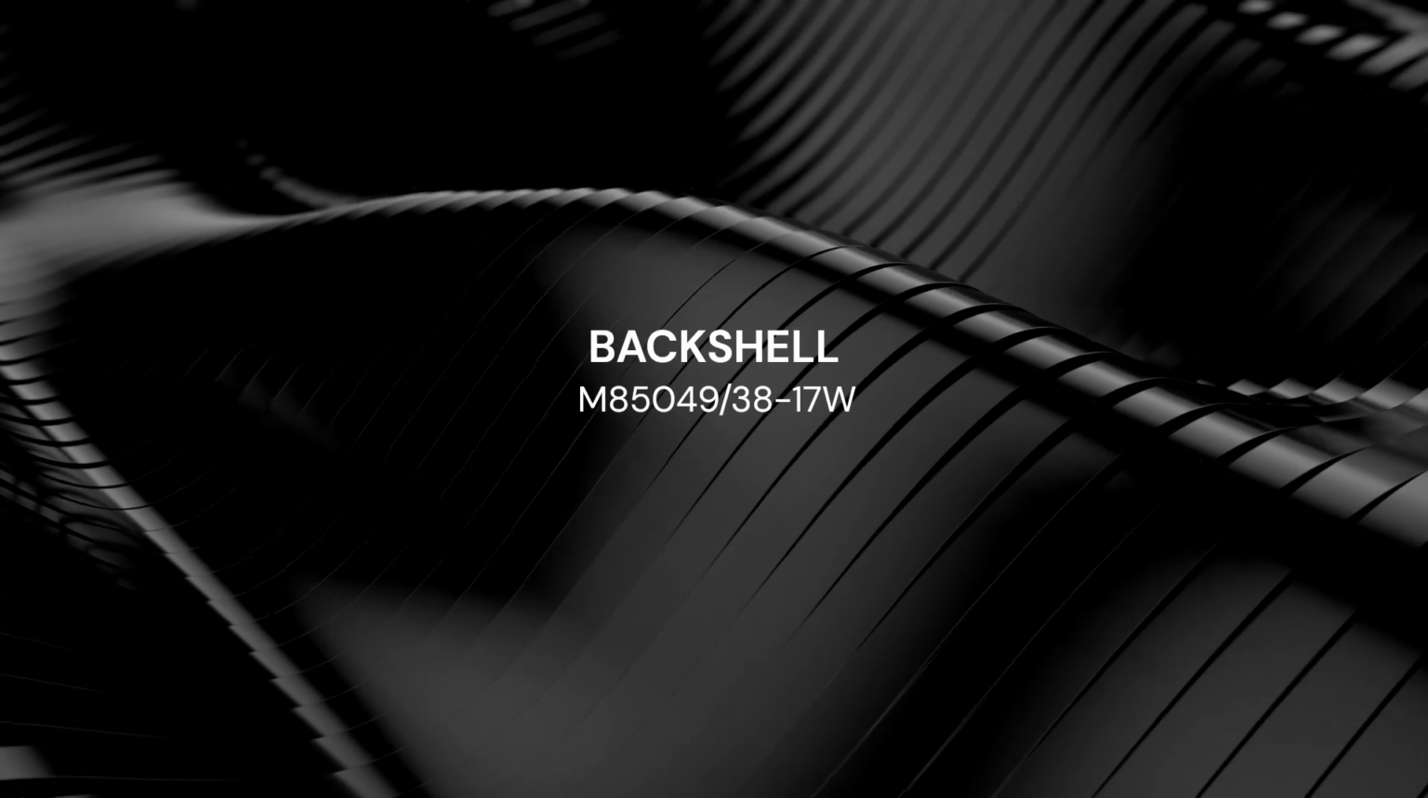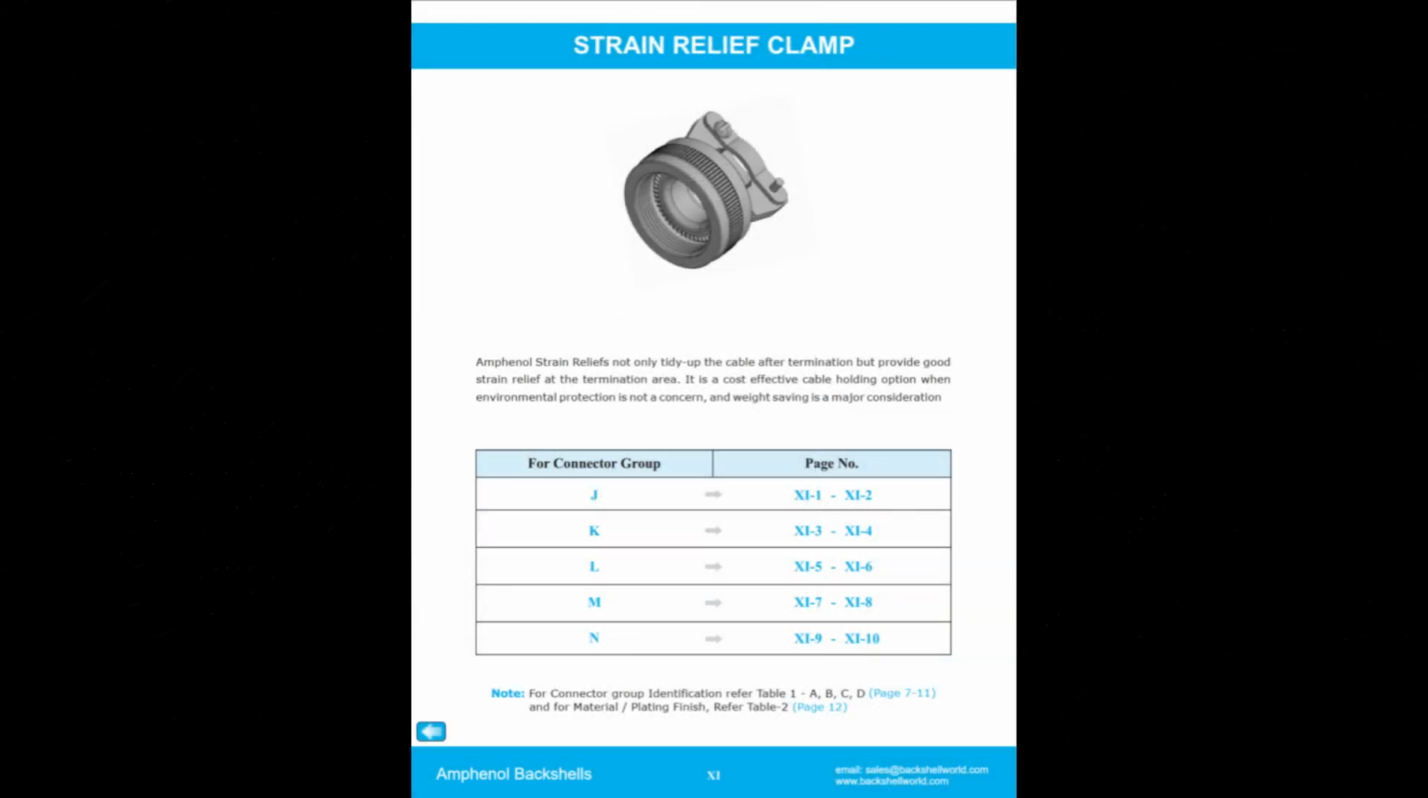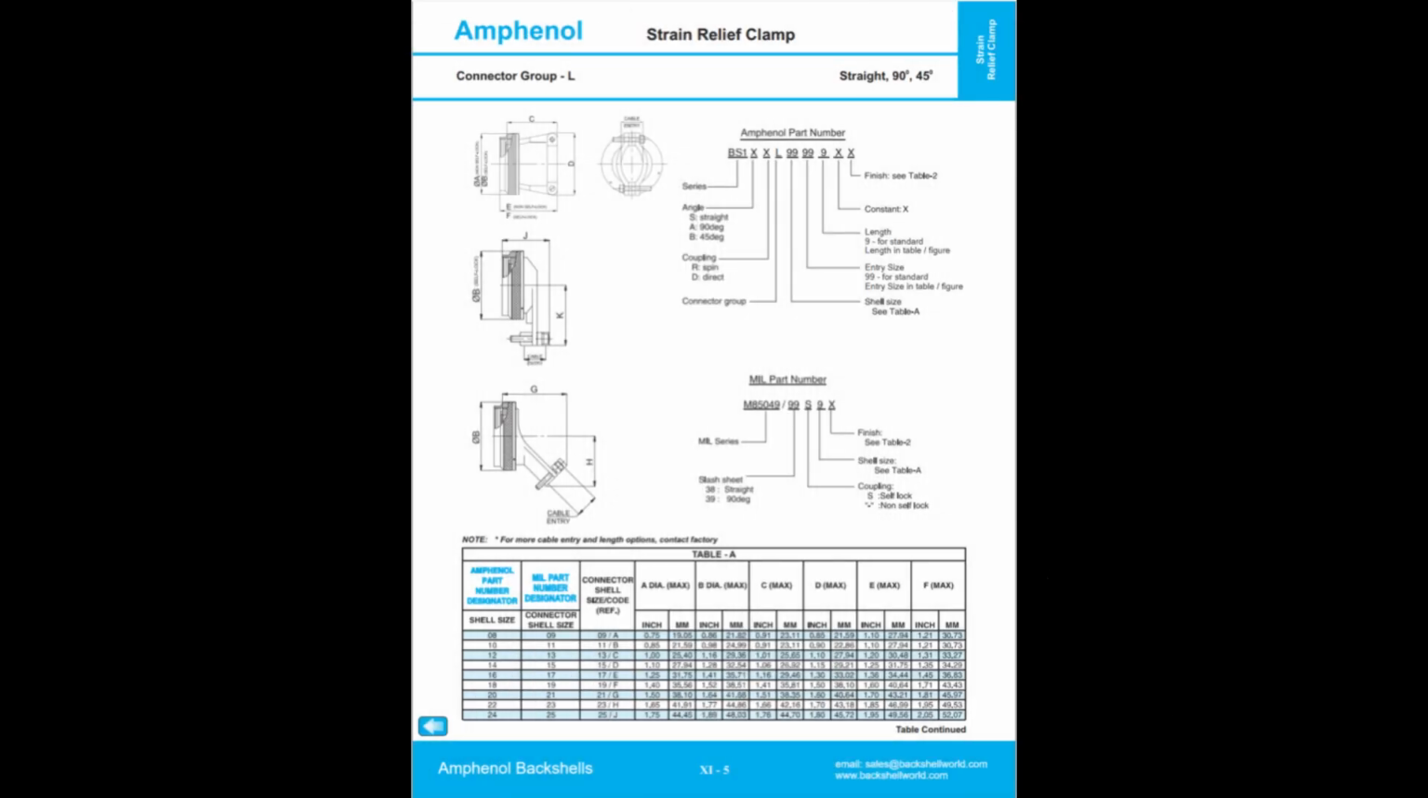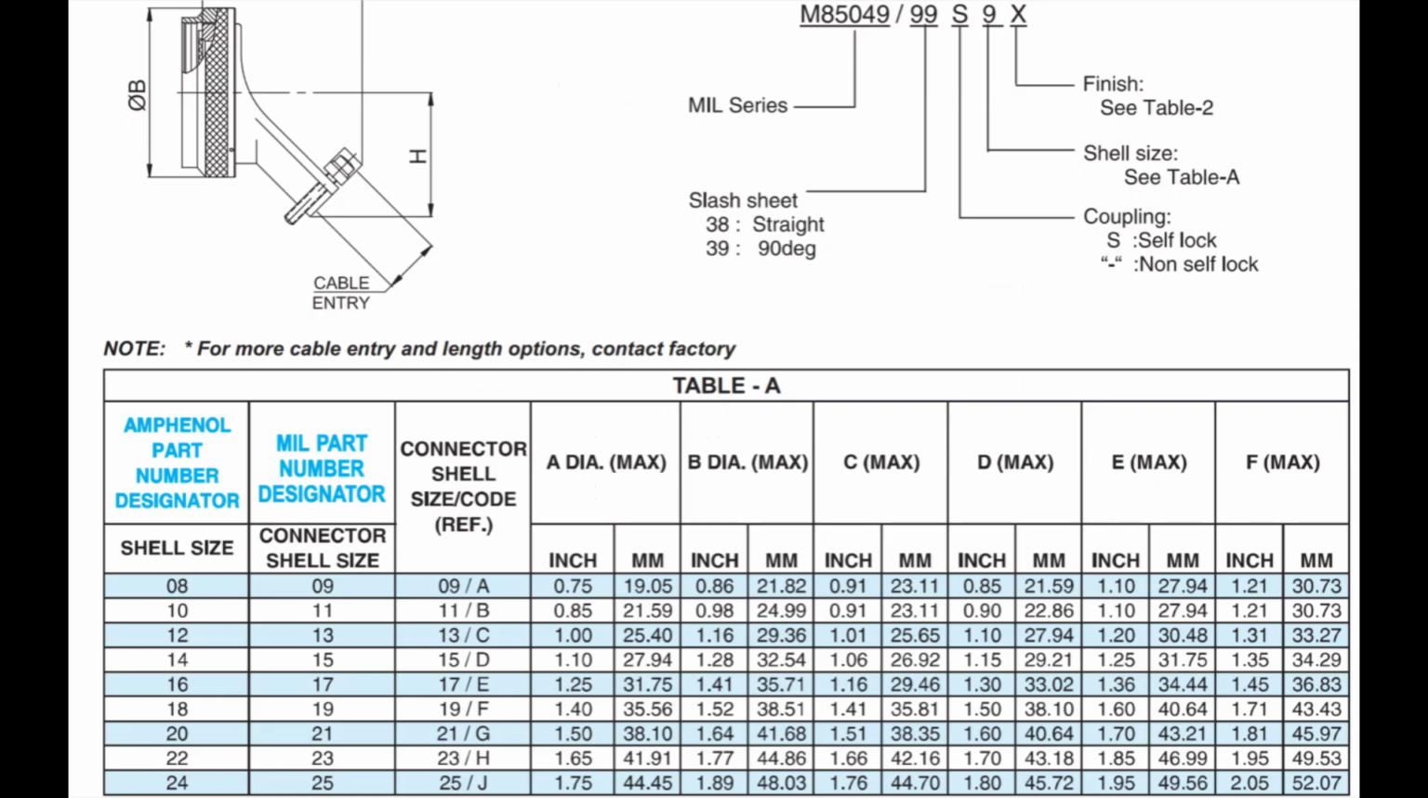Next, let's review the recommended backshell for these connectors. To do this, we'll reference the strain relief clamp PDF from Amphenol. Navigate to pages 5 and 6, where you'll find details on the M85049/38 part number. The 38 indicates a straight clamp, and the dash signifies that it is non-self-locking.